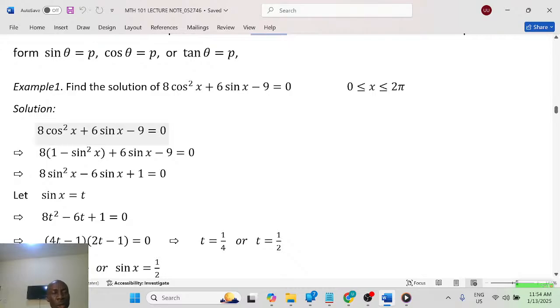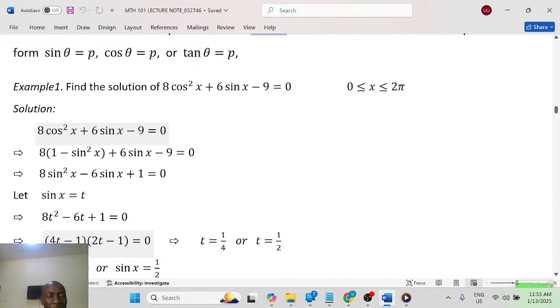Now, coming down to the solution, 8 cos square x plus 6 sin x minus 9 equals 0. Cos square x is equal to 1 minus sin square x. So that will give us 8 into 1 minus sin square x plus 6 sin x minus 9 equals 0. If you open the bracket and rearrange that equation, you have 8 sin square x minus 6 sin x plus 1 equals 0. Now you will say let sin x be equal to t, so that it will lead us to the equation 8t squared minus 6t plus 1 equals 0. This you can solve further by applying the method of solving quadratic equations. And if you factorize this equation, it will give you 4t minus 1 bracket close 2t minus 1 equals 0.